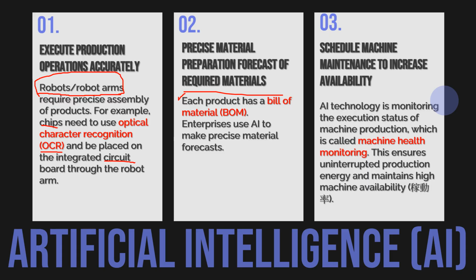Number two, precise material preparation, forecast required materials, okay? And remember, each product has a bill of material, BOM, okay? So, are you guys taking a course like ERP? Enterprise, it's like taking care of the BOM system. So remember, each product has a BOM, okay? Called a bill of material.